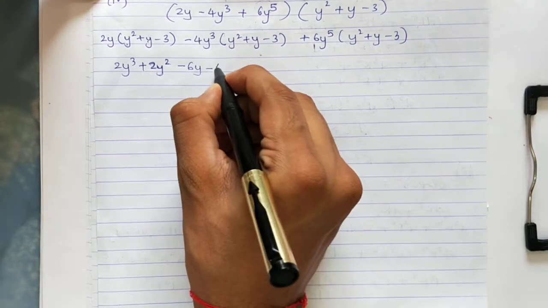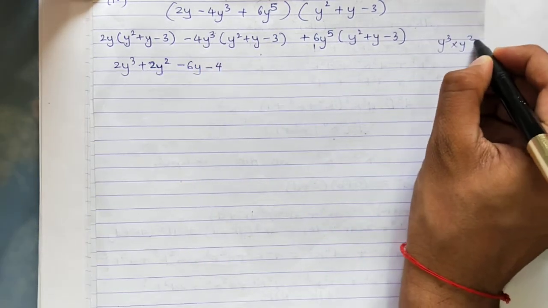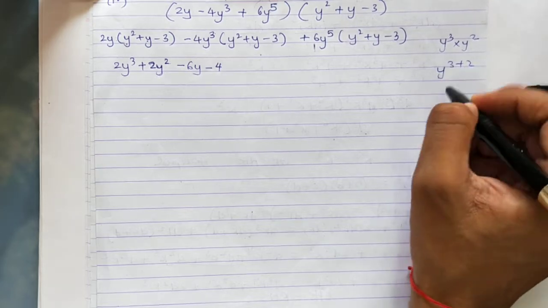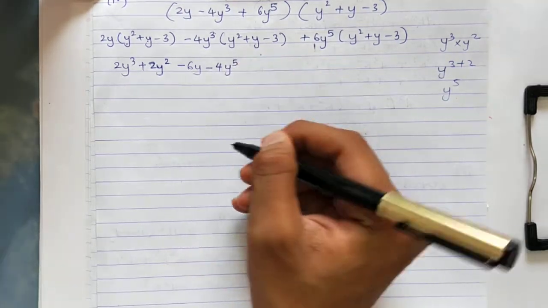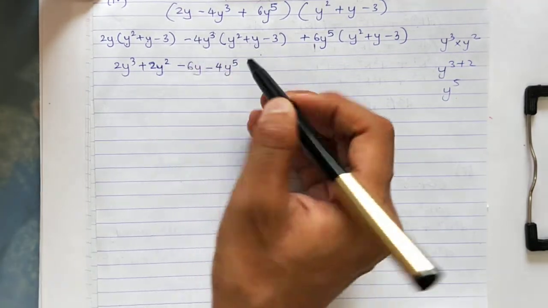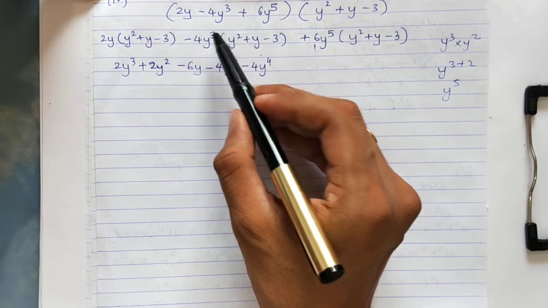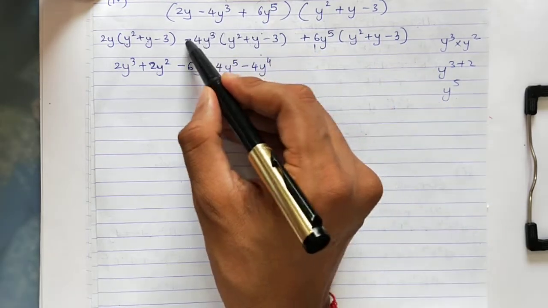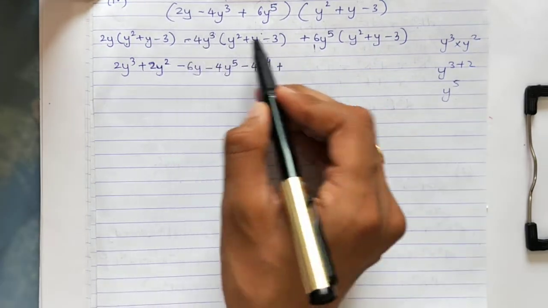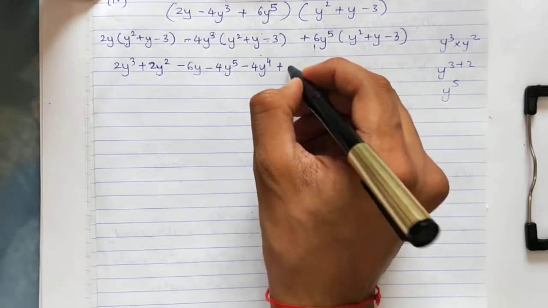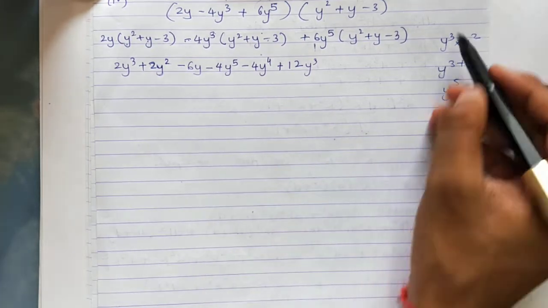Then I'll open the next bracket. Minus 4y cube into y square. I told you, y cube into y square, powers will get added. So it is y 3 plus 2, that is y 5. Then minus 4y cube into y, that is y 4. Correct, 3 and 1, so 4. Minus 4y cube into minus 3. Minus minus will become plus. 4 into 3 is 12y cube. Okay.